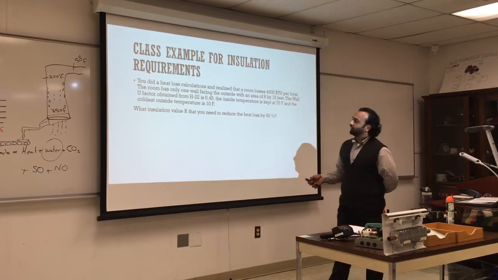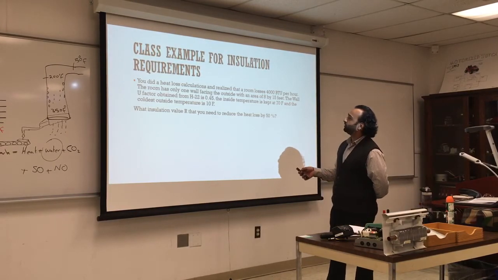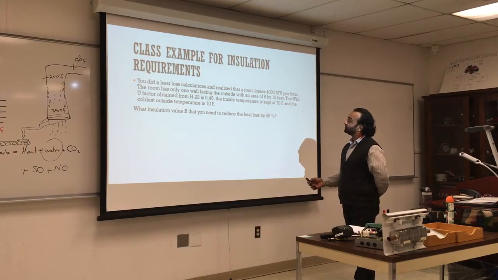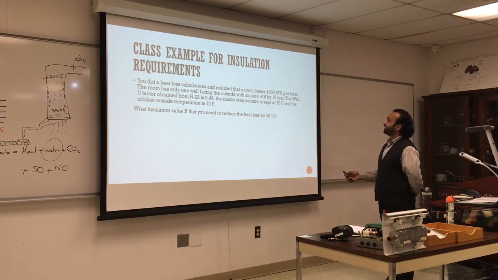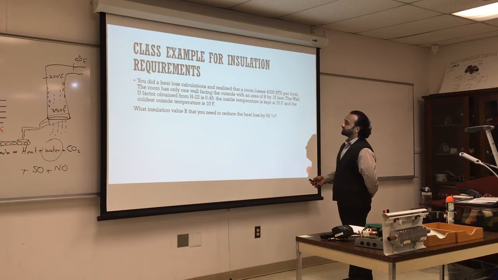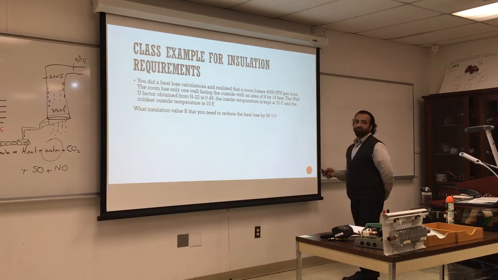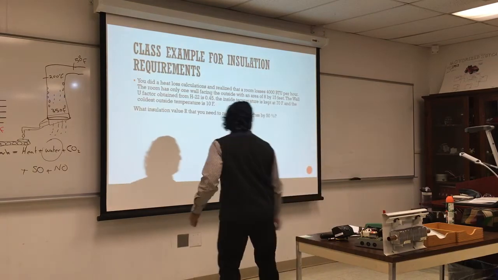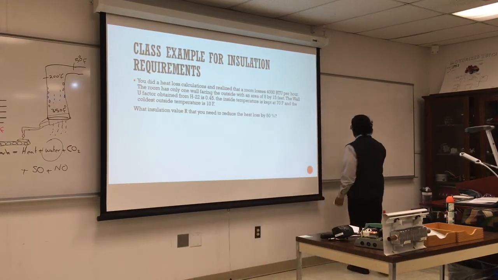The wall U factor obtained from the back of the book is 0.45. That's awful. The inside temperature is kept at 70 degrees, and the outside coldest temperature is 10 degrees. What is the R insulation you need to reduce the heat loss by 50%? Let's look at the equation in the back of the book.